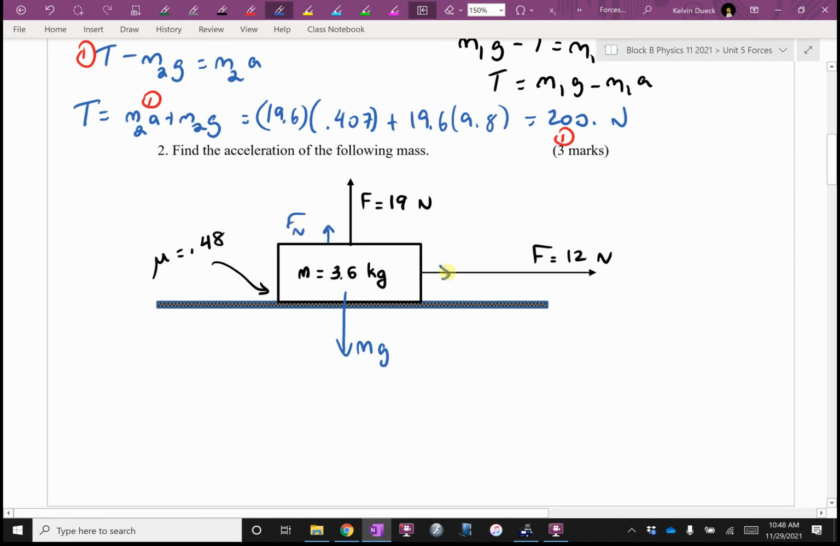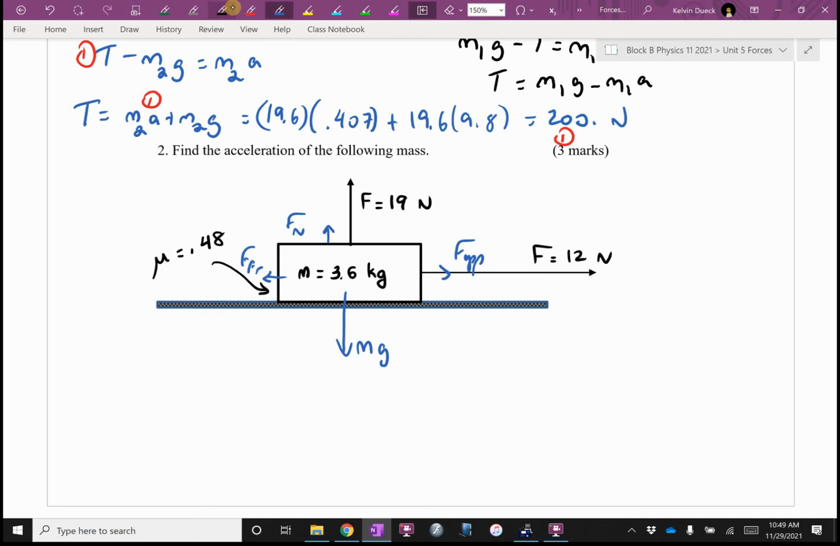Then I have F applied and friction. A common mistake I see, kids say that friction is 0.48. Is this a force, this 0.48? No, it's not in newtons. What's friction? This times the normal force. The 0.48 helps us calculate friction, but it's not the force of friction. That's why we call it the coefficient of friction. It's the number that goes in front of the normal force, like a coefficient.